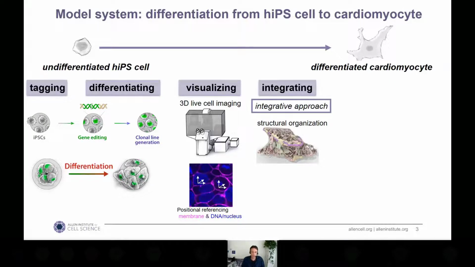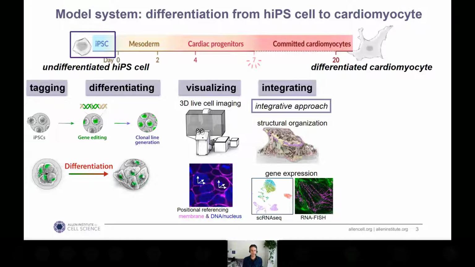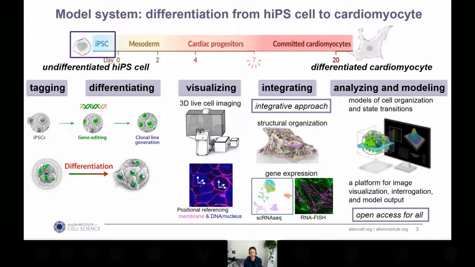But we actually go beyond just imaging data and also measure transcriptomics data. This is especially exciting when we differentiate these stem cells to highly organized cardiomyocytes, as we have the opportunity to follow and to integrate the informational layer of the transcriptome with the functional layer of subcellular structures. Everything we do is quantitative in order to enable analysis and modeling with the explicit goal of empowering and sharing with the research community.